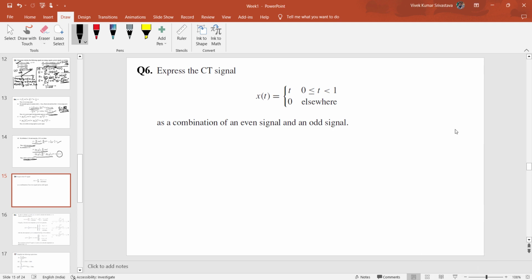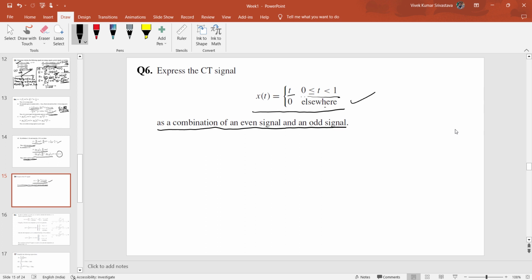Here a continuous time signal is defined as x of t is equal to t, which is defined for the interval 0 to 1 and 0 otherwise. We have to determine the even and odd signal corresponding to this signal.